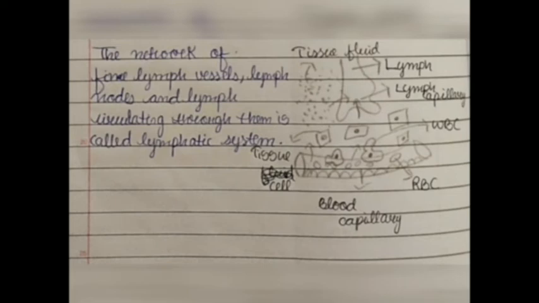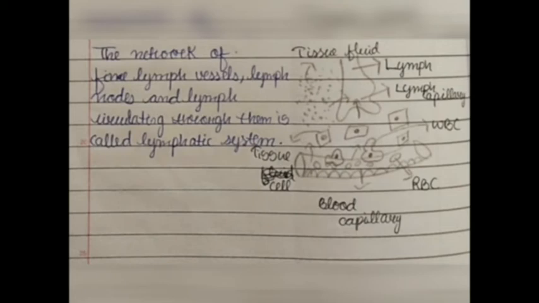The network of fine lymph vessels, lymph nodes and lymph circulating through them is called the lymphatic system. Lymph is the third fluid part of the human body. It is a colorless or light yellow fluid as it lacks hemoglobin, which imparts red color to the blood. Lymph lacks red blood cells and platelets. Lymph contains fewer blood proteins, more waste matter, an increased amount of food material and a large number of white blood cells.